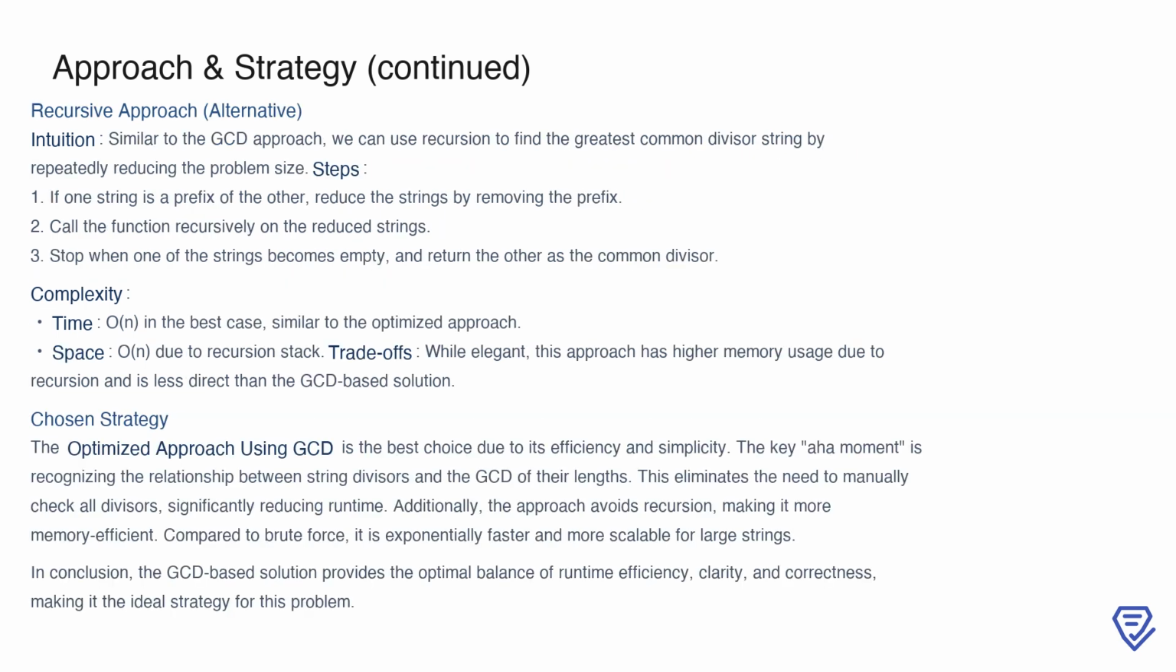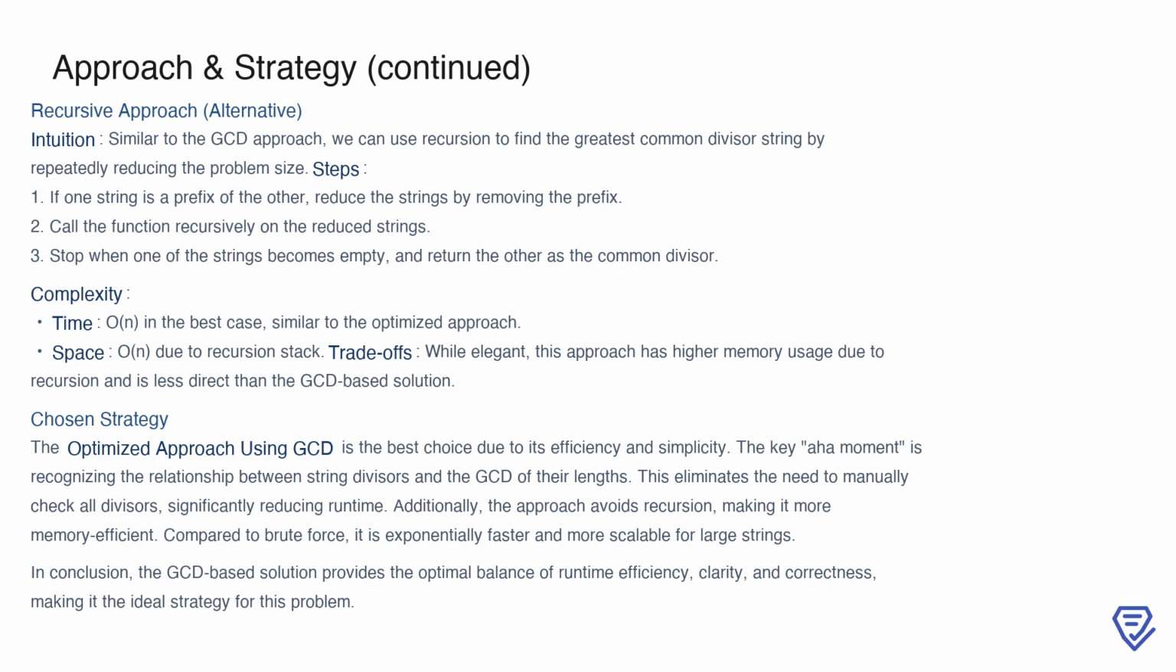Another alternative is the recursive approach, which also builds on the concept of GCD. Here, the intuition is to repeatedly reduce the problem size by stripping away common prefixes of the strings. If one string is a prefix of the other, we reduce it by removing the prefix and then recursively call the function on the shortened strings. The process continues until one of the strings becomes empty, at which point the other string is returned as the greatest common divisor. While this method mirrors the logic of the GCD approach, it introduces additional overhead due to recursion.